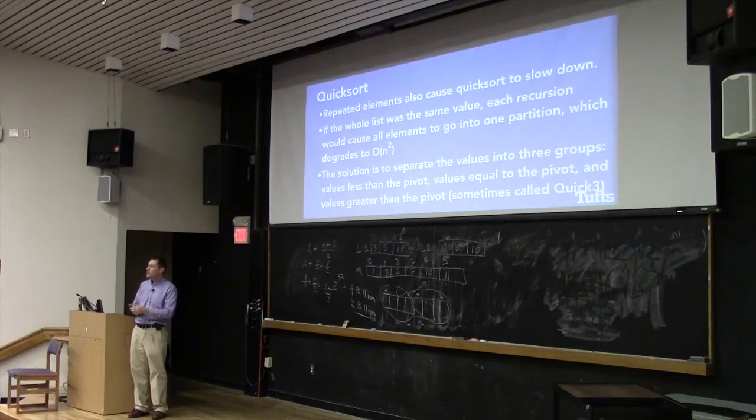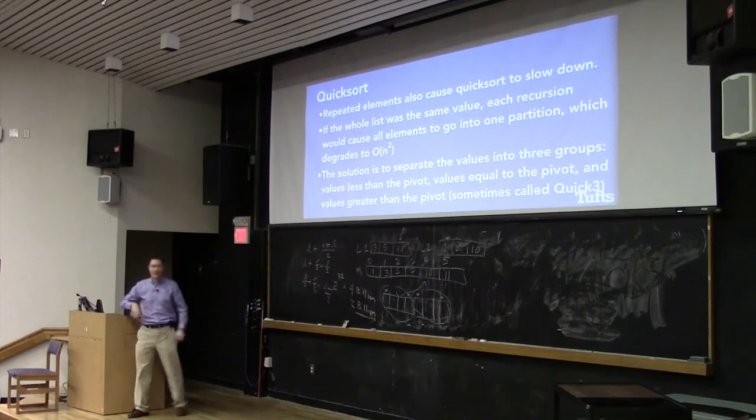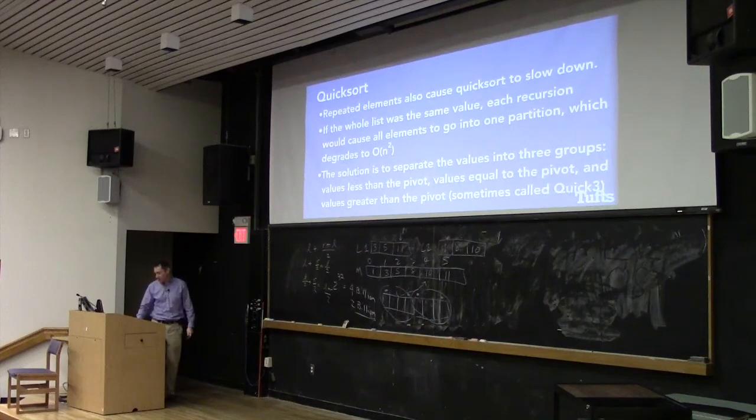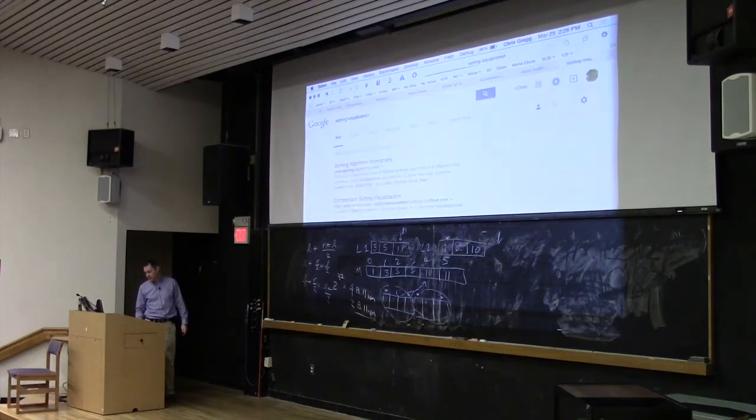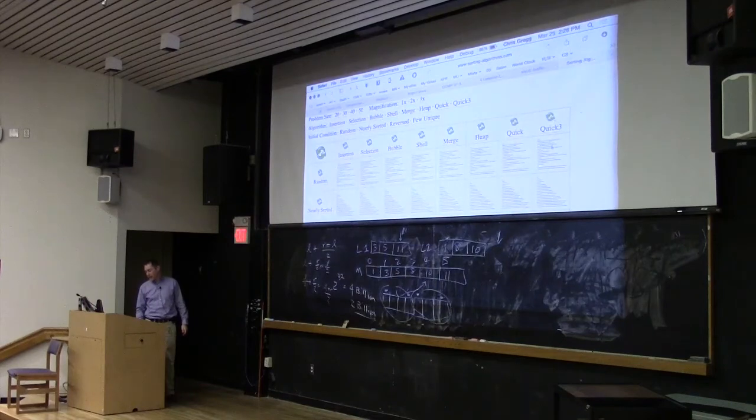Instead of 2 groups, have a middle group, a pivot group, or whatever. Anything that's in the pivot group goes in a middle array, and then you ignore that middle array. That's called quick 3. Remember how they had a quick 3 column here? Quick 3 actually works great with sorted data, or with data that has only a few unique ones.